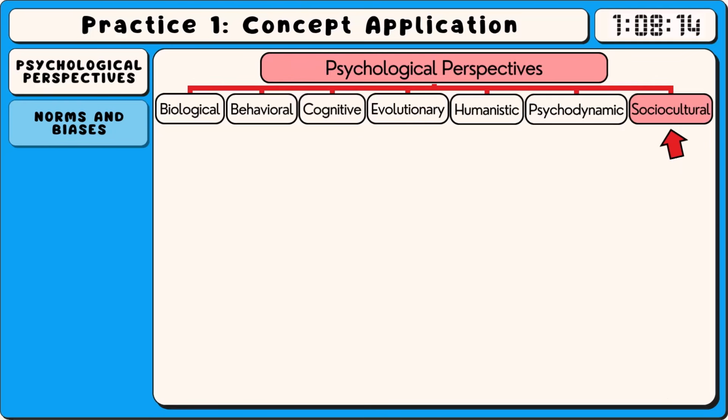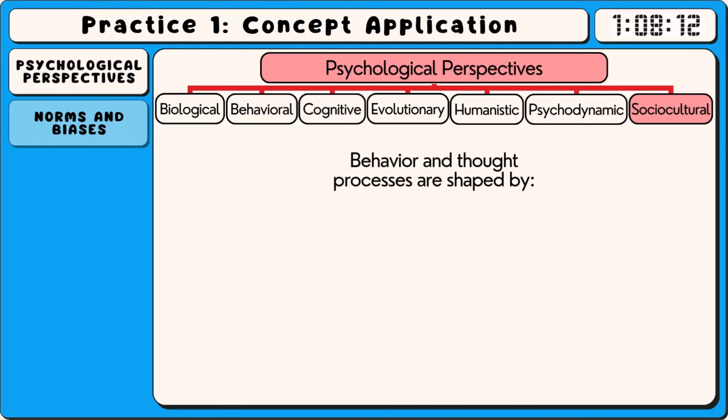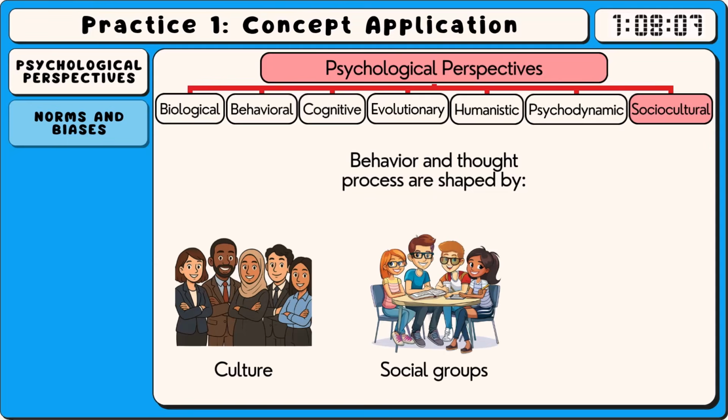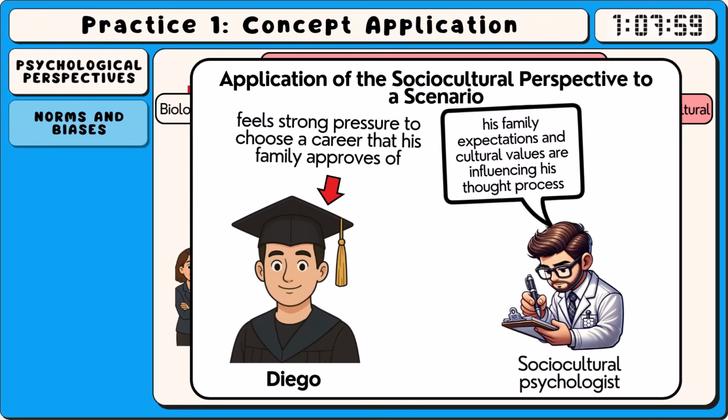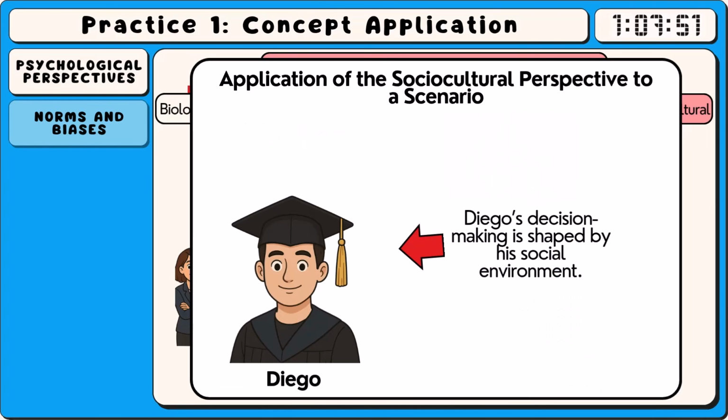Lastly, let's look at the sociocultural perspective. This perspective says that behavior and thought process are shaped by culture, social groups, and social norms. Let's apply this in a scenario. Imagine Diego feels strong pressure to choose a career that his family approves of. A sociocultural psychologist would state that his family expectations and cultural values are influencing his thought process. From this view, Diego's decision-making is shaped by his social environment.